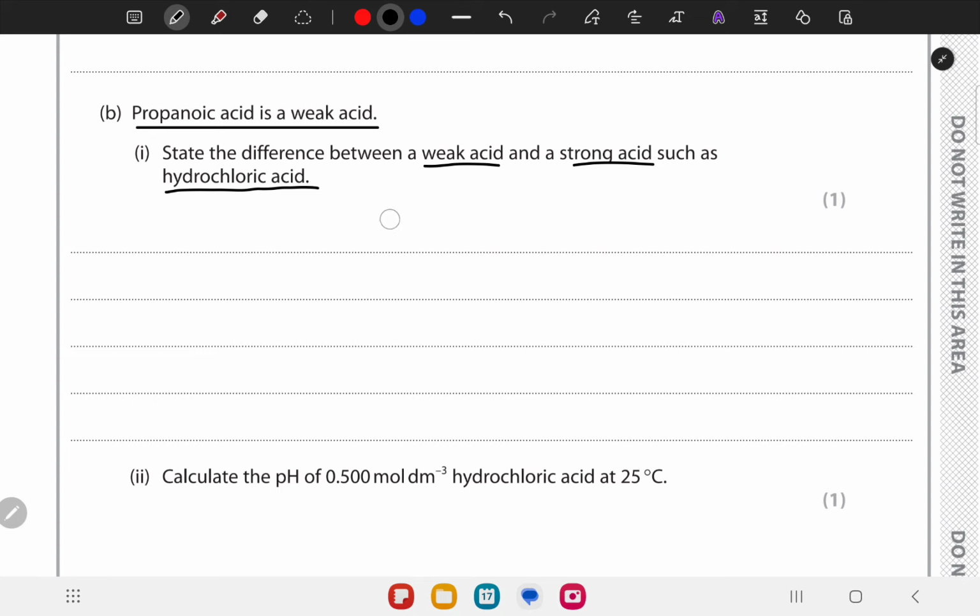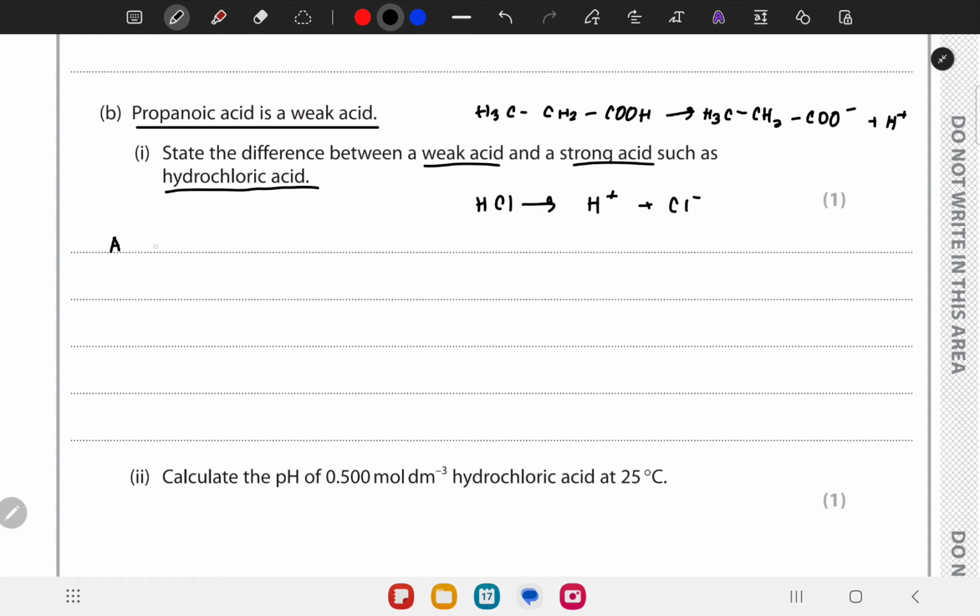So this is propanoic acid, CH3CH2COOH. Its dissociation goes like this: it will form CH3CH2COO minus ions and H plus ions. However, all of it won't dissociate into H plus ions, only a small part of it, but in the case of hydrochloric acid, almost all of it will break down into H plus and Cl minus ions. A weak acid is only partially dissociated.